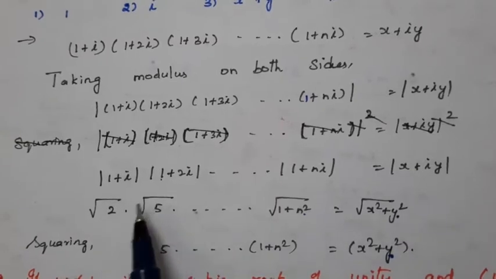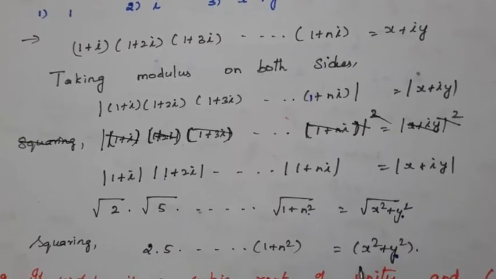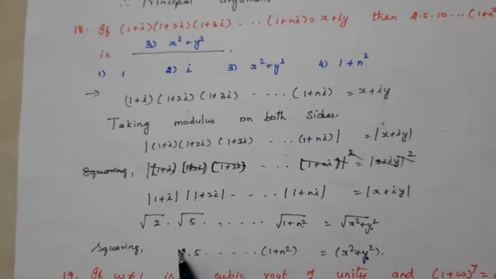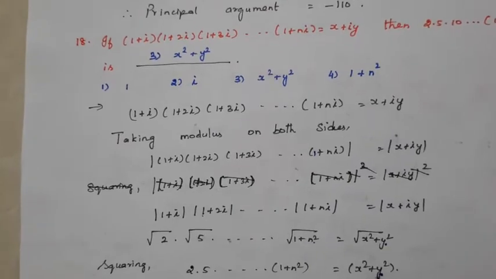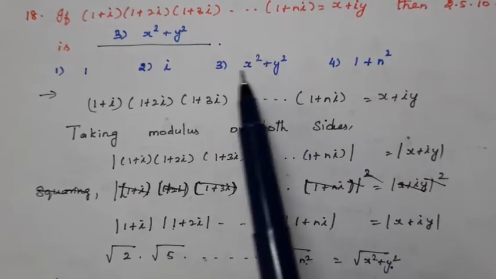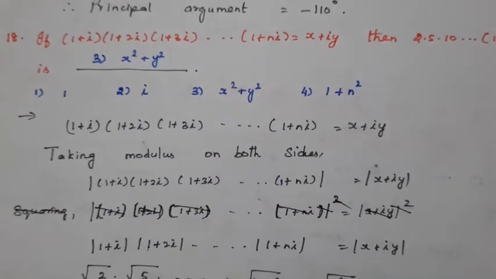To get rid of the square root, let us square on both sides. So we have 2 into 5 into etc., 1 plus n squared equal to x squared plus y squared. So the value of this left hand side is asked. So what is its value? X squared plus y squared, and x squared plus y squared is nothing but option number 3. So the answer for question number 18 is option number 3, x squared plus y squared.